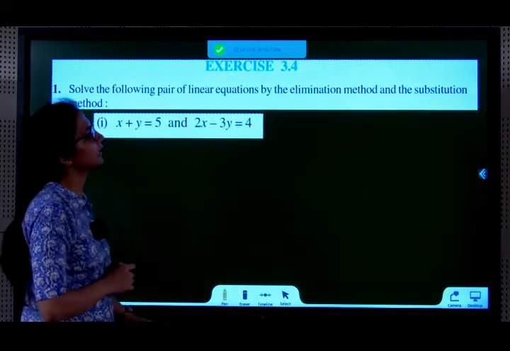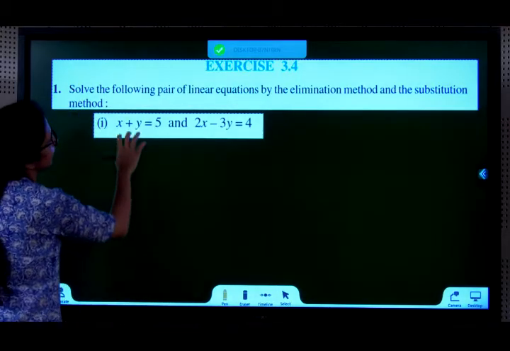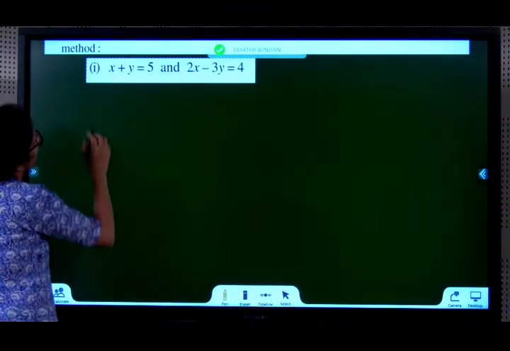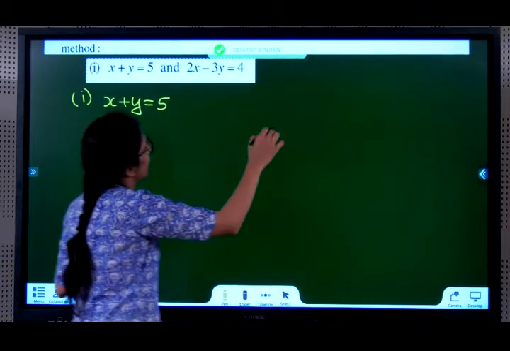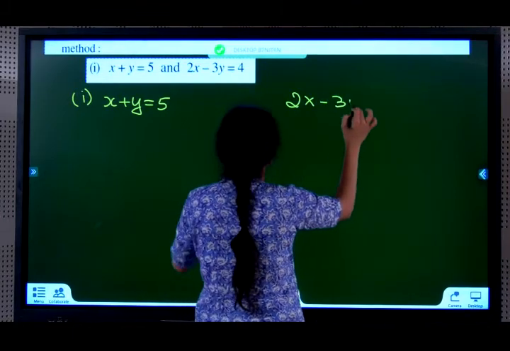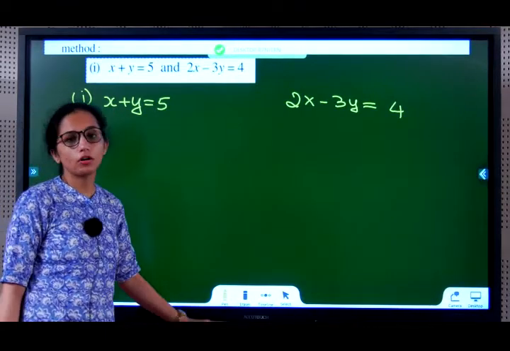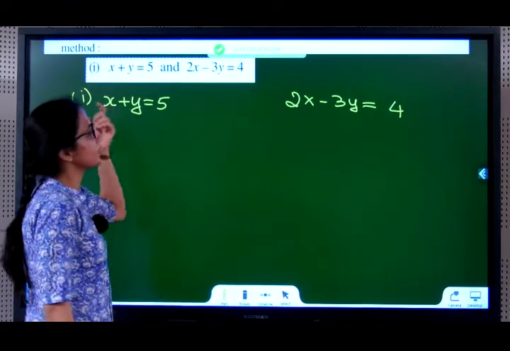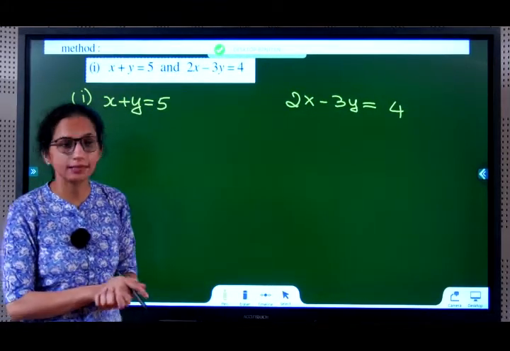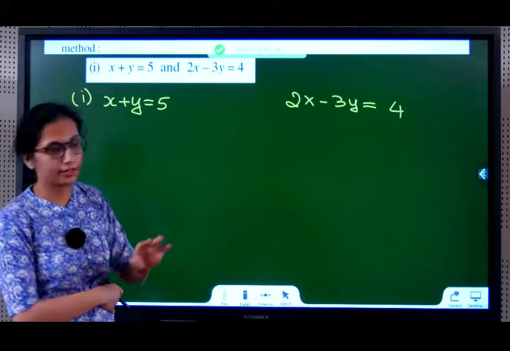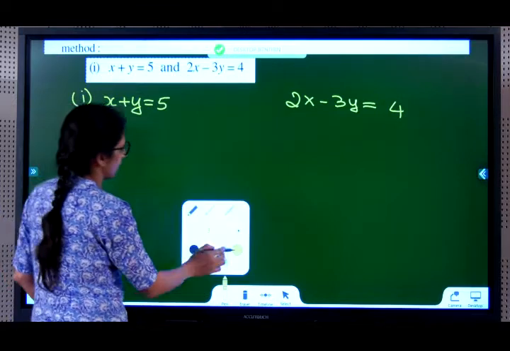Exercise 3.4, first question. Solve the following pair of linear equations by elimination method and substitution method. So let's start. First question. x plus y is equal to 5 and 2x minus 3y is equal to 4. I can make either the x coefficient the same or the y coefficient the same. I will choose to make y. Why? Because this is plus and this is minus. If I simply add them, it will get cancelled. If I try to make x, that is also correct. Then this will be 2x and this will be 2x. You have to use subtraction. Are you understanding what I am saying?